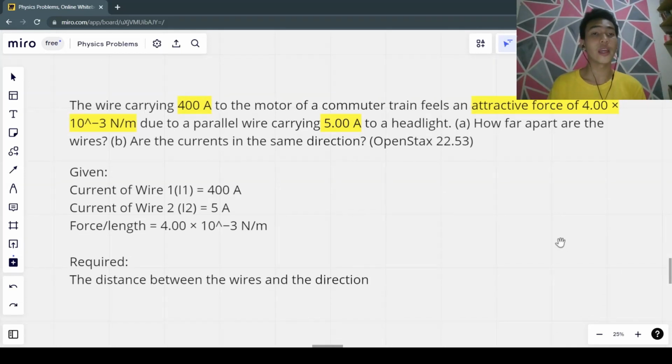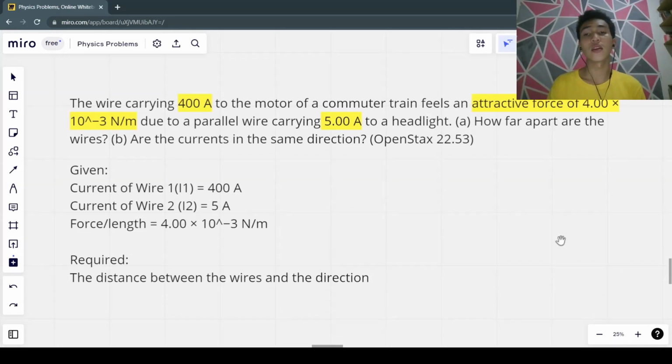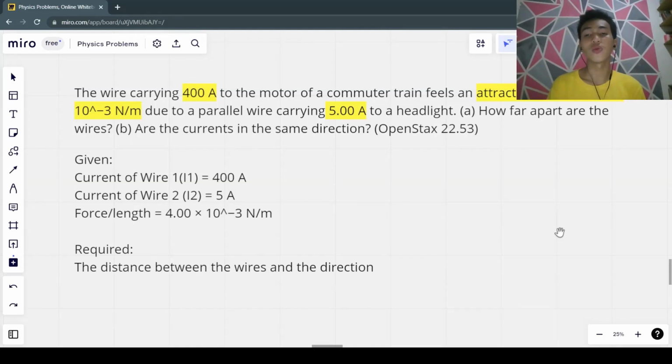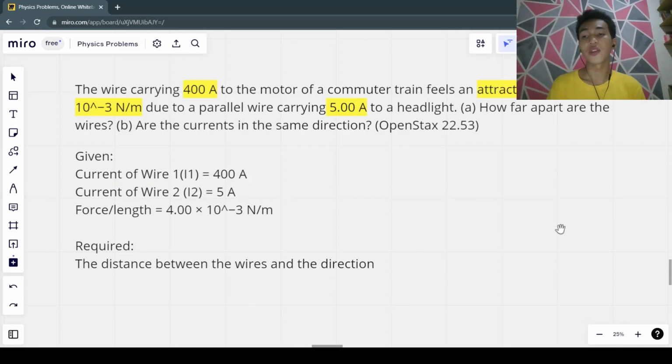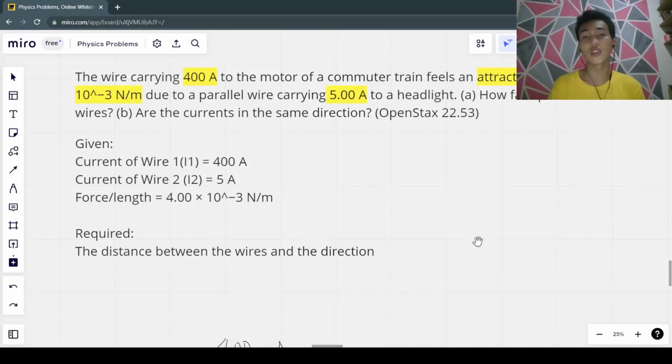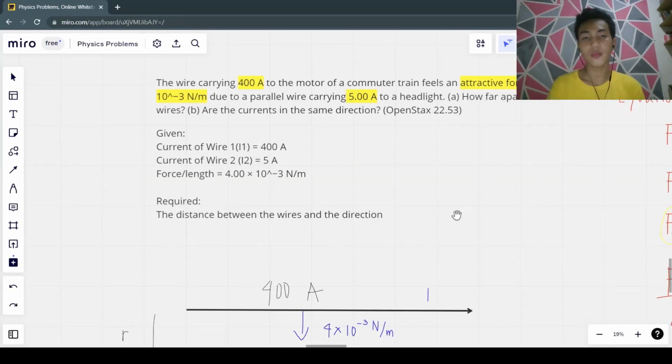headlight. So A, how far apart are the wires, and are the currents in the same direction? So the given for this problem is the current of the wire 1 or I1 is equal to 400 amperes and the current of the wire 2 I2 is equal to 5 amperes. And the force per length, this is for wire 1, is equal to 4 times 10 raised to negative 3 newtons per meter. So the required is the distance between the wires and direction of the currents.